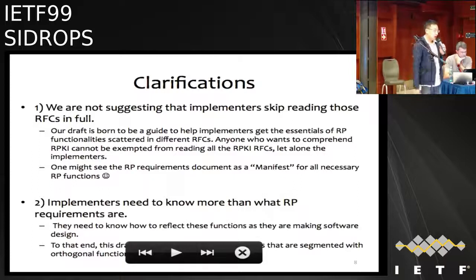In light of some feedback from the main list, I'm feeling obliged to deliver a clear message here. As I recall, some concern showed up on the main list: are we suggesting that implementers should skip reading those IFC4? No, anyone who wants to comprehend can't be exempted. Granted, this draft could be seen as a guidebook to tell you the manifest or all the requirements.